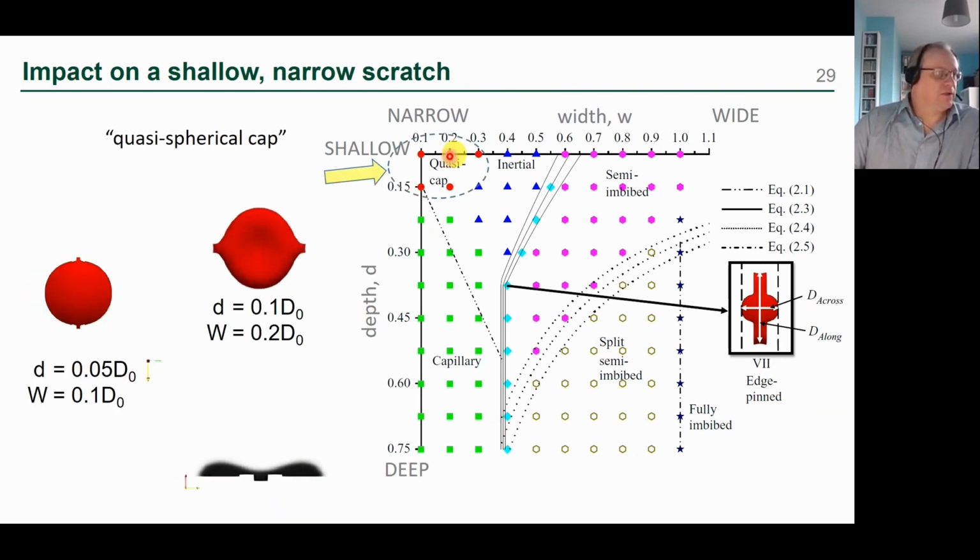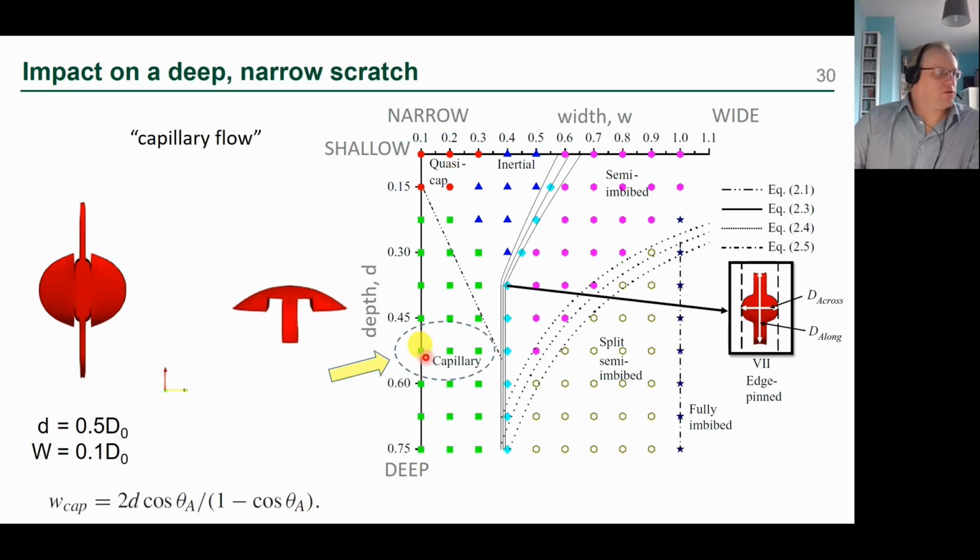So starting off in the top left, then. In this situation, the scratch is shallow and narrow, so it's not really enough to disturb the behaviour of the droplet too much. So we call that a quasi-spherical cap. If the scratch wasn't there, we would just end up with a spherical cap for our droplet shape. And this is pretty much a spherical cap. It just spreads nice and easily. It doesn't really recognise that the scratch is there, apart from these little bits here that go into the scratch.